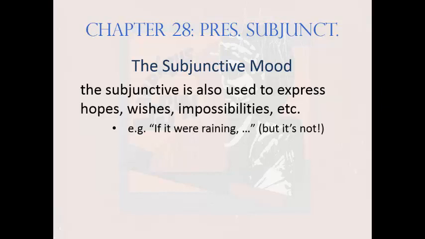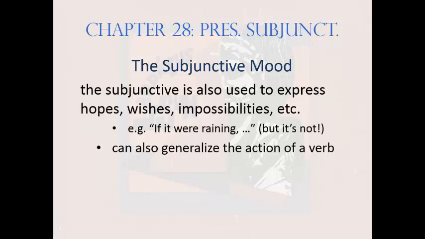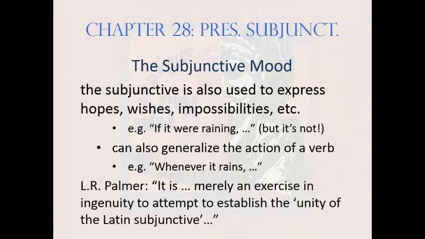Another important use of the subjunctive in Latin is to generalize the action of the verb. That is, not speak about a particular actual circumstance, but a general rule. Whenever it rains, as a rule, we don't stand around outside. But those are only two of the most common uses of the subjunctive. There are several others, as we'll discover in a moment. The linguist L.R. Palmer sums up the situation neatly: "It is merely an exercise in ingenuity to attempt to establish the unity of the Latin subjunctive."